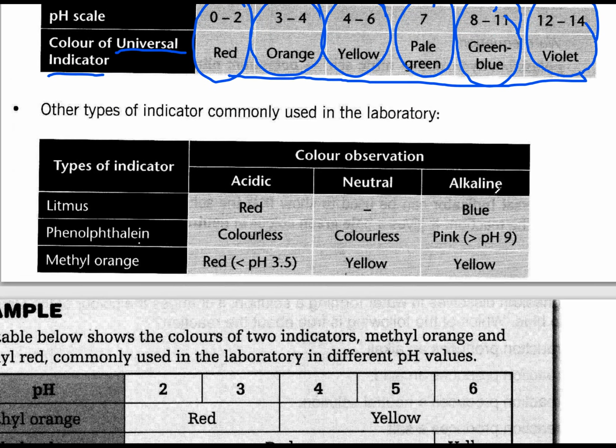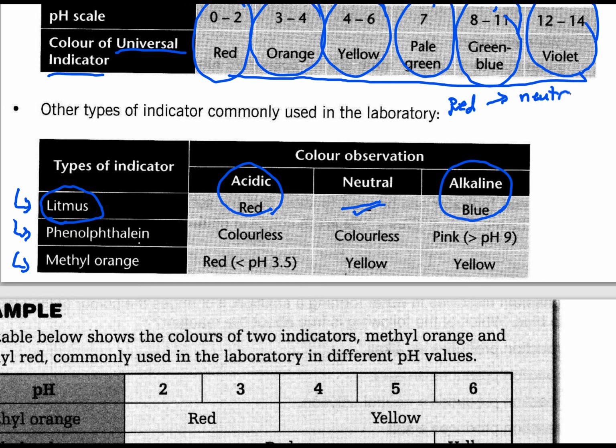Now there are other indicators in our lab, namely the litmus, the phenolphthalein, and the methyl orange. We only need to focus on the litmus. The litmus is red under acidic conditions and blue under alkaline conditions. Under neutral conditions, the litmus will not change color. So if you have a red litmus and you put it in a neutral solution, it will not change color, it will remain red.